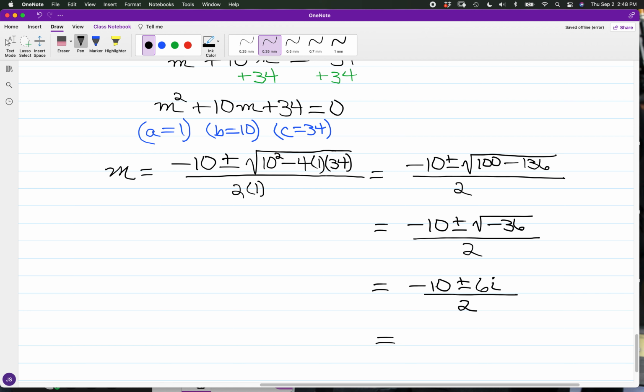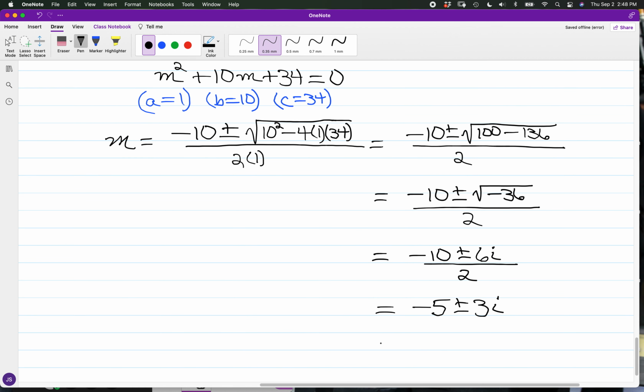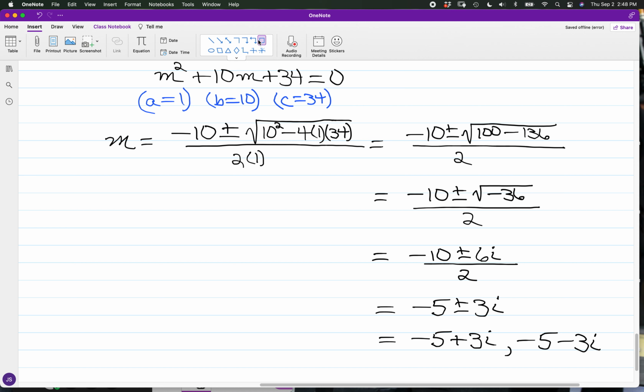I can reduce: negative 10 halves becomes negative 5, plus or minus, and 6 halves of i becomes 3i. So this is our clustered solution. Separating, we have negative 5 plus 3i, and also negative 5 minus 3i. Those are the complex number solutions for m.